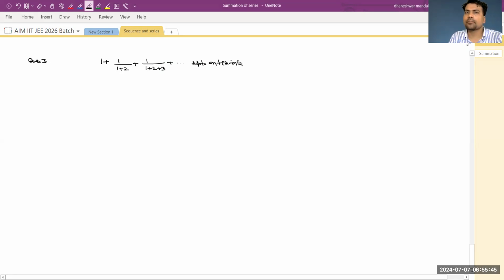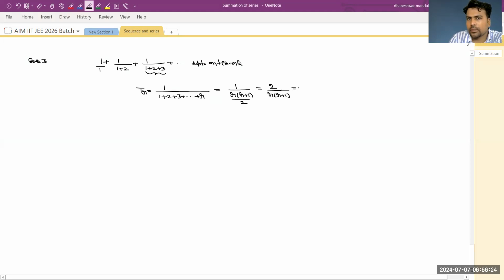So is there any pattern in the denominator? You will find. See, in the first term we have only 1, in the second term we have 1 plus 2, in the third term we have in the denominator 1 plus 2 plus 3. It means in the rth term we have 1 plus 2 plus 3 up to r. Okay, so if I take the sum, then this will be r(r plus 1) divided by 2. So from here I can write this term as 2 divided by r(r plus 1).